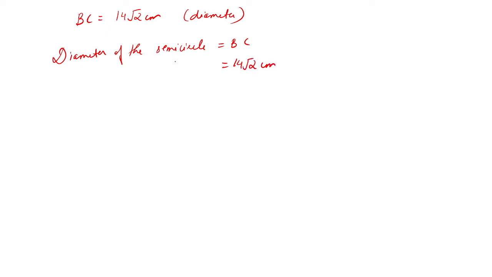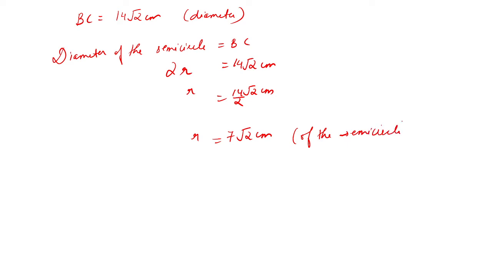What we know about diameter is that diameter is 2r. So 2r is 14 root 2 centimeters, so r is going to be 7 root 2 centimeters. This is going to be the radius of the semicircle. So we have everything that we need.